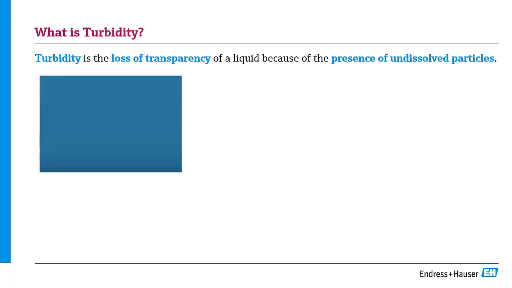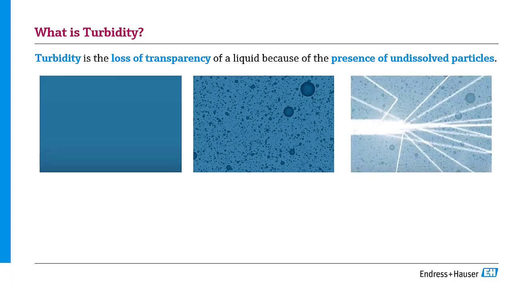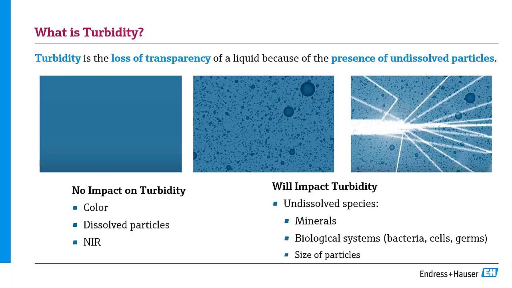So before we jump into the meat of the presentation, I wanted to give a brief recap of what is turbidity. Turbidity is the loss of transparency of a solution because of the presence of undissolved particles. It's these undissolved particles that cause a scattering of light, and it's the scattering of light that causes this loss of transparency. So that is in essence what turbidity is. I wanted to emphasize that point because when I first started learning about turbidity, it was a concept that I found a little bit counterintuitive.